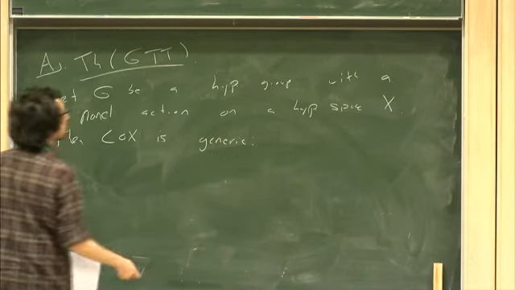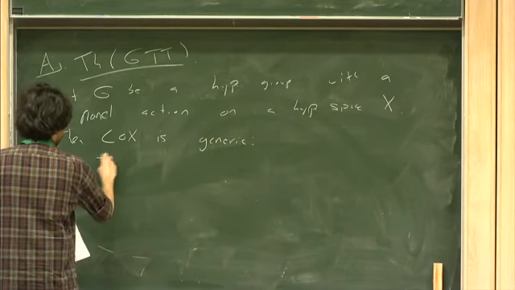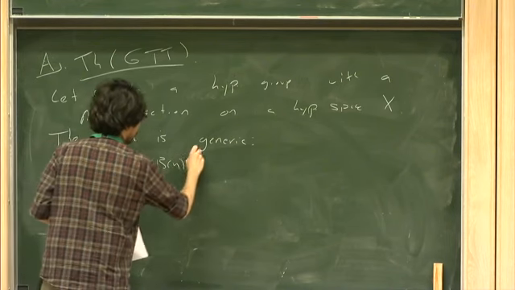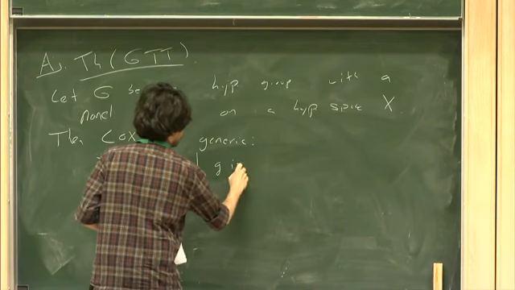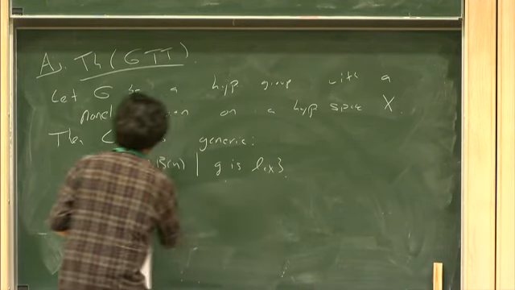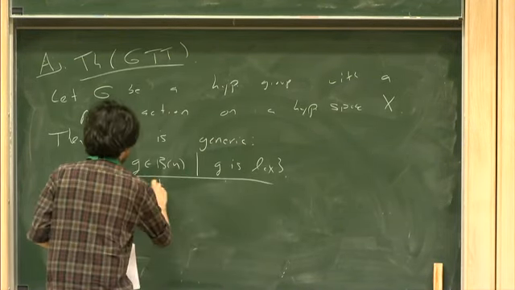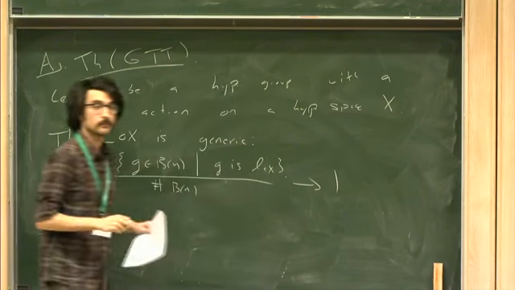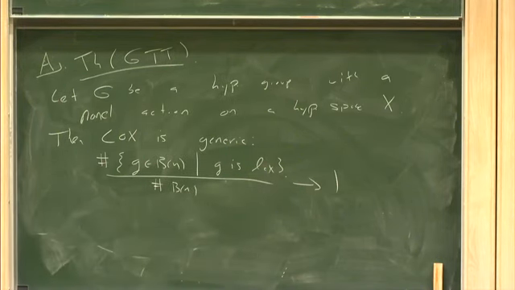Okay, so I'll write it down just one more time what that means. If I look in the ball of radius n, such that g is loxodromic, I divide that by the total number of elements in the ball of radius n, it goes to 1. Okay. So this is the theorem I'd like to talk about today.